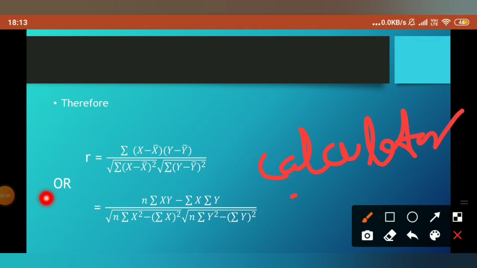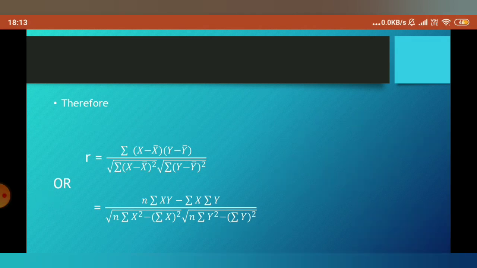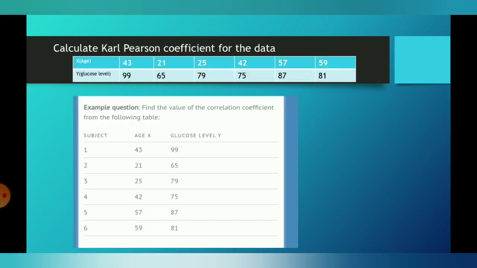So you will use a calculator to calculate all these values. Now come to the next thing. Here is one question: calculate Pearson's coefficient of correlation for this data. The data is given in terms of x and y, where x is age and y is the glucose level of that person.